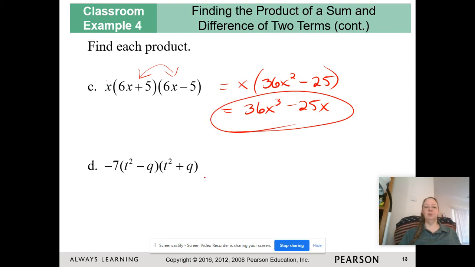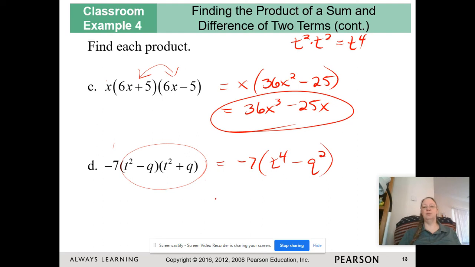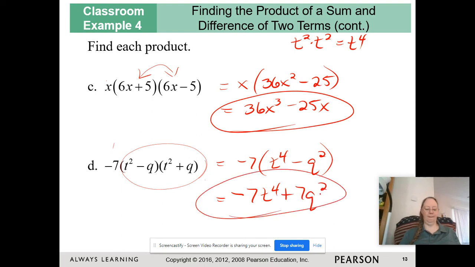Same thing here. We're going to multiply these first and then distribute. So we're going to square the t squared. You guys know that t squared times t squared is equal to t to the fourth, correct? Minus q squared. Now distribute. Negative 7t to the fourth plus 7q squared.